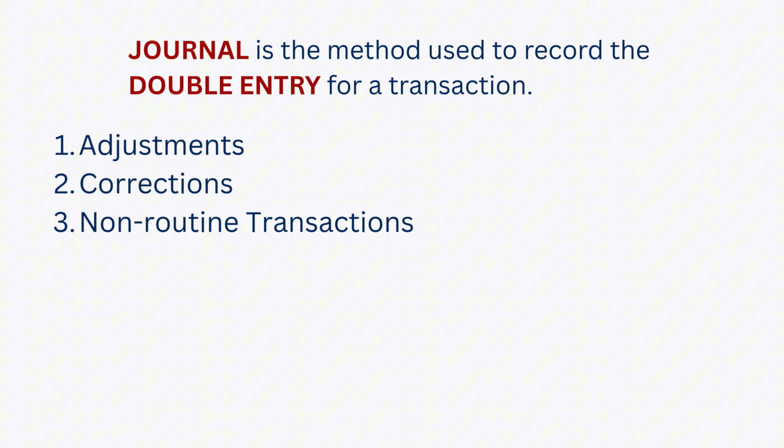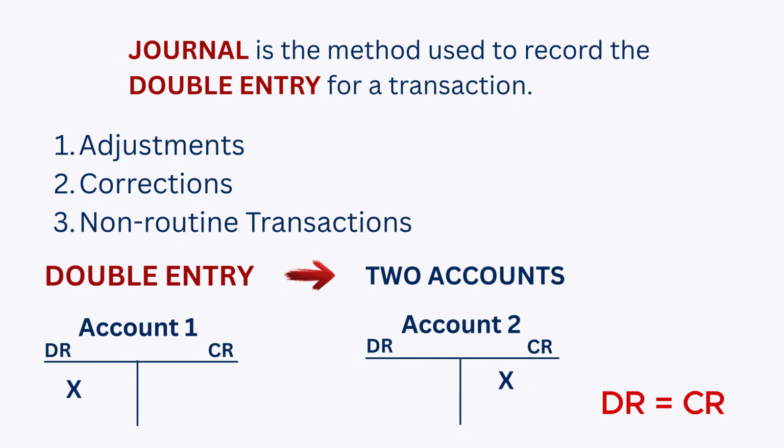The journal is used for adjustments, corrections, and non-routine transactions. So when we talk about journal entries, we are really talking about how the double entry works. The key principle in accounting is double entry. Every transaction affects at least two accounts. One account is debited and one account is credited. And the total debit must always equal the total credit.